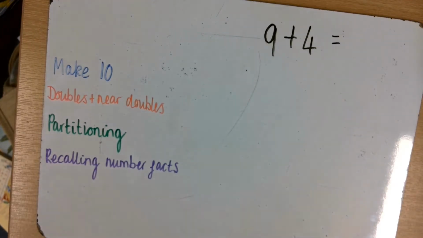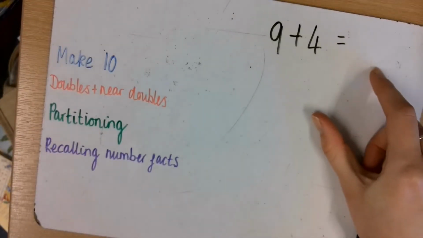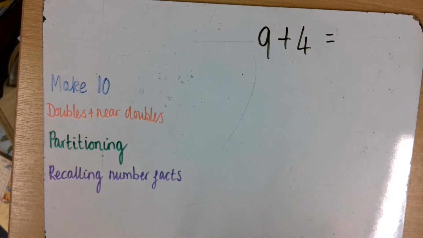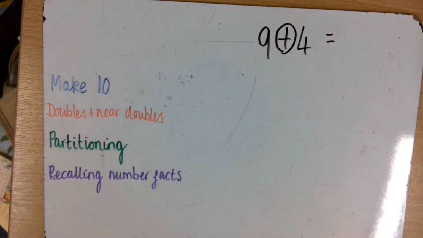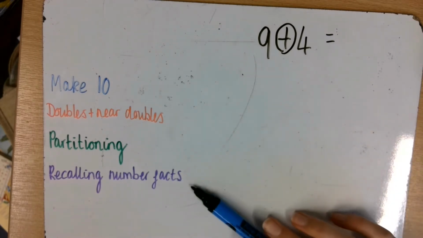This equation is 9 add 4 is equal to something. The first thing I'm going to do is circle my operation. It's addition, so that means I know my number is going to get bigger rather than smaller. I'm adding to my number. You might be able to do this equation just by recalling your number facts. You might know 9 and 4 in your head straight away.